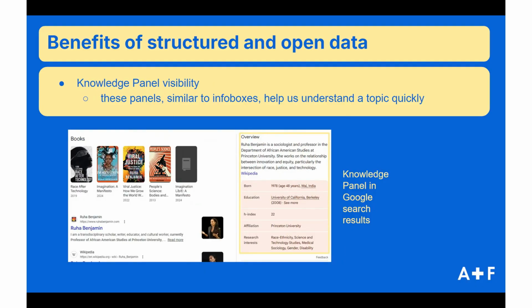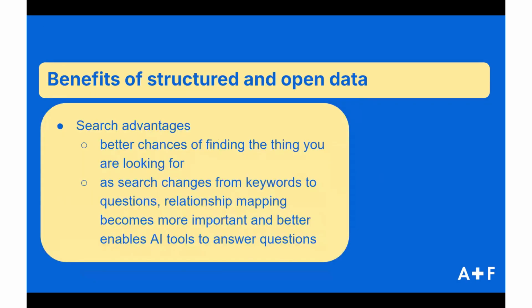search results. There are also search advantages when you have structured and linked data, enabling users to receive better search results. As practices change from users searching using keywords to asking questions, relationship mapping becomes more important and better enables tools like AI to answer questions.